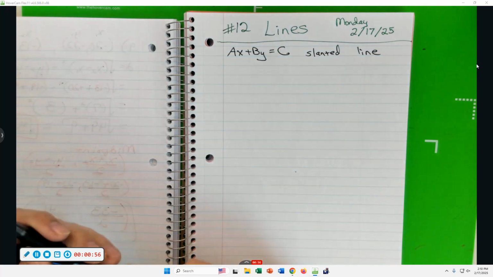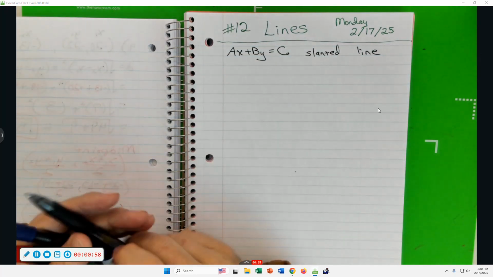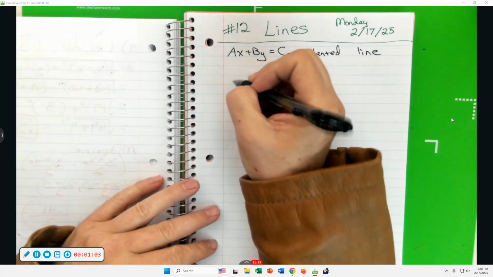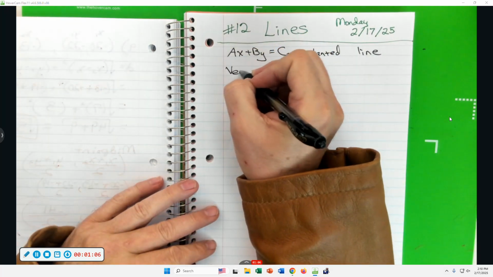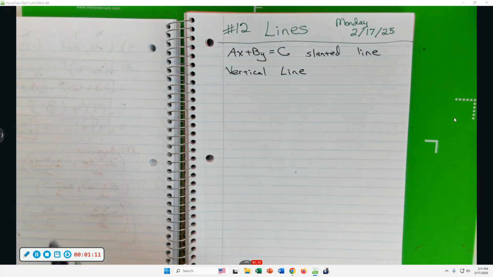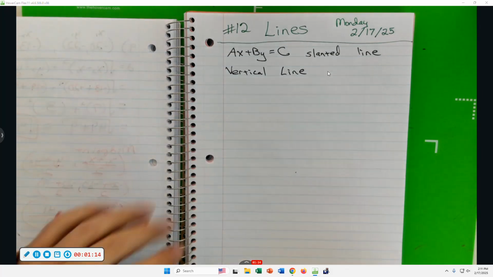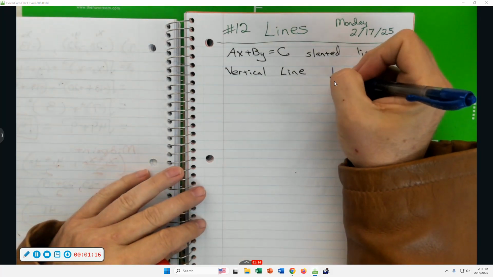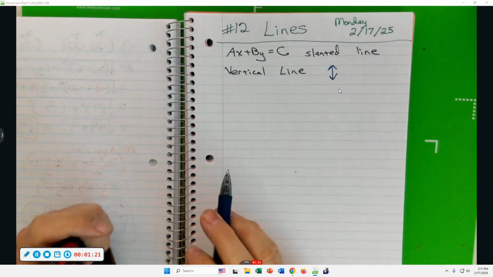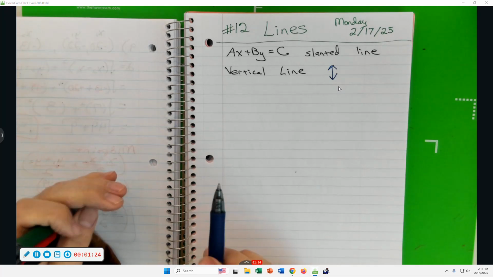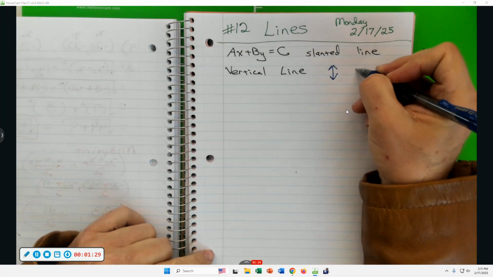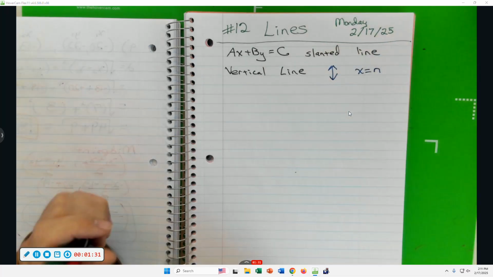There are two other types of lines that are not what I would call slanted. The first one is a vertical line. And remember, by vertical, I mean up and down. It's running up and down. A vertical line, you can spot that equation very quickly because the only variable it has is the x variable. The equation will be in the form x equals a number.